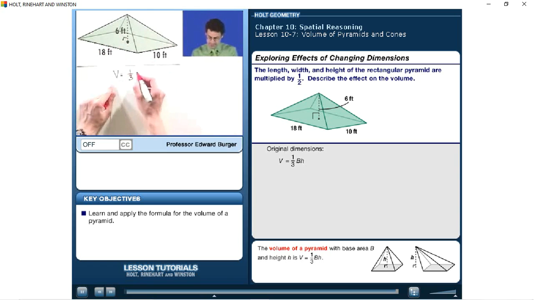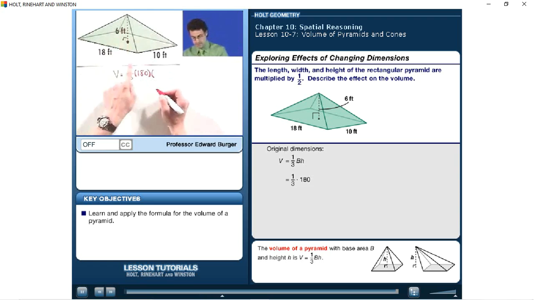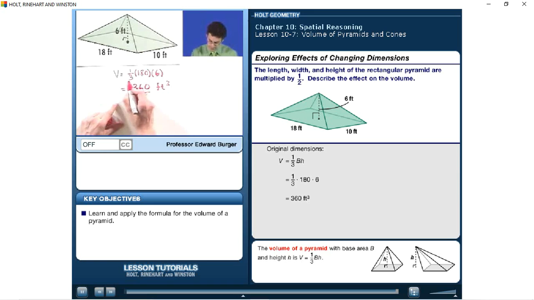18 times 10 is 180 times the height. And so what does that work out to be? Well, if we simplify this, we get a 2, and so I get 360. The units are feet cubed. Okay, but the focus is on 360. Or you can focus on this too, same number.